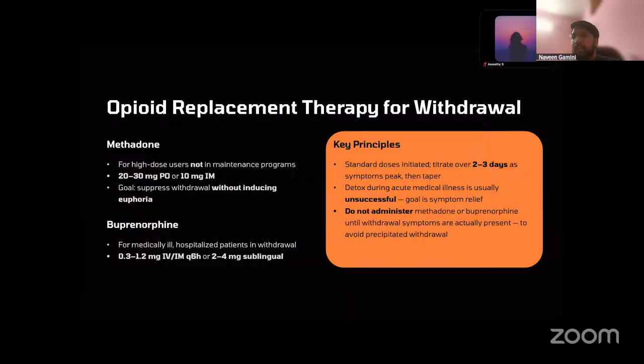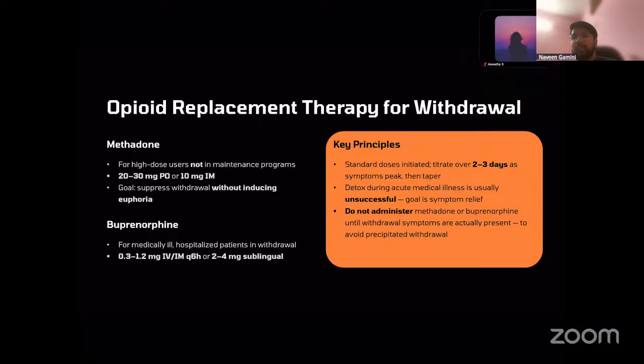And detox during acute medical illness is usually unsuccessful. So what does it mean? Suppose a patient is abusing opioids and is admitted to our ED with some other medical illness. We can't expect to detox the patient. Just using the opioid replacement therapy, we can cause some symptom relief.